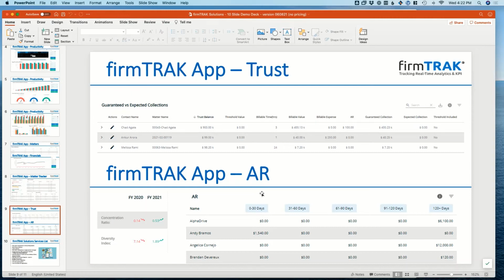Under our accounts receivable, we also keep track of your concentration ratio and your diversity index, which goes to the quality of your accounts receivable or the risk that you have in each file or each matter based upon the accounts receivable. The lower the concentration ratio, the more spread out your accounts receivables are over all of your files. The higher that number, that means that you have a concentrated accounts receivable and your ARs are at risk at a greater percentage if one would go bankrupt or fail to pay.